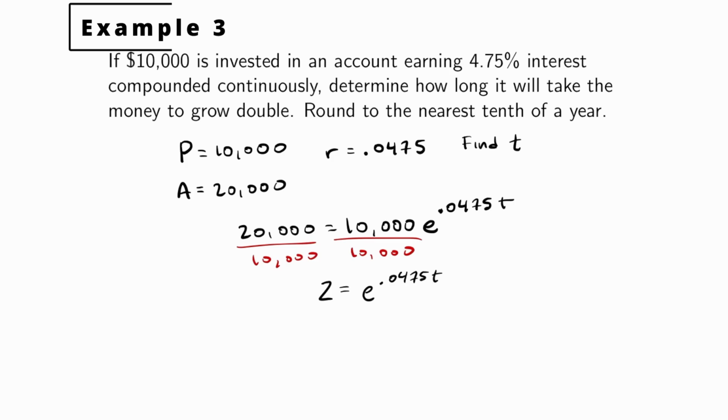Notice it didn't really matter what we started with. If we just want to know how long it will take to double, our starting money doesn't matter, right? t will be the same no matter what, as long as we're interested in how long it takes to double. Okay, so now we want to solve this equation. We have different bases for our exponential expressions on both sides, so what we'll do is take the natural log of both sides.